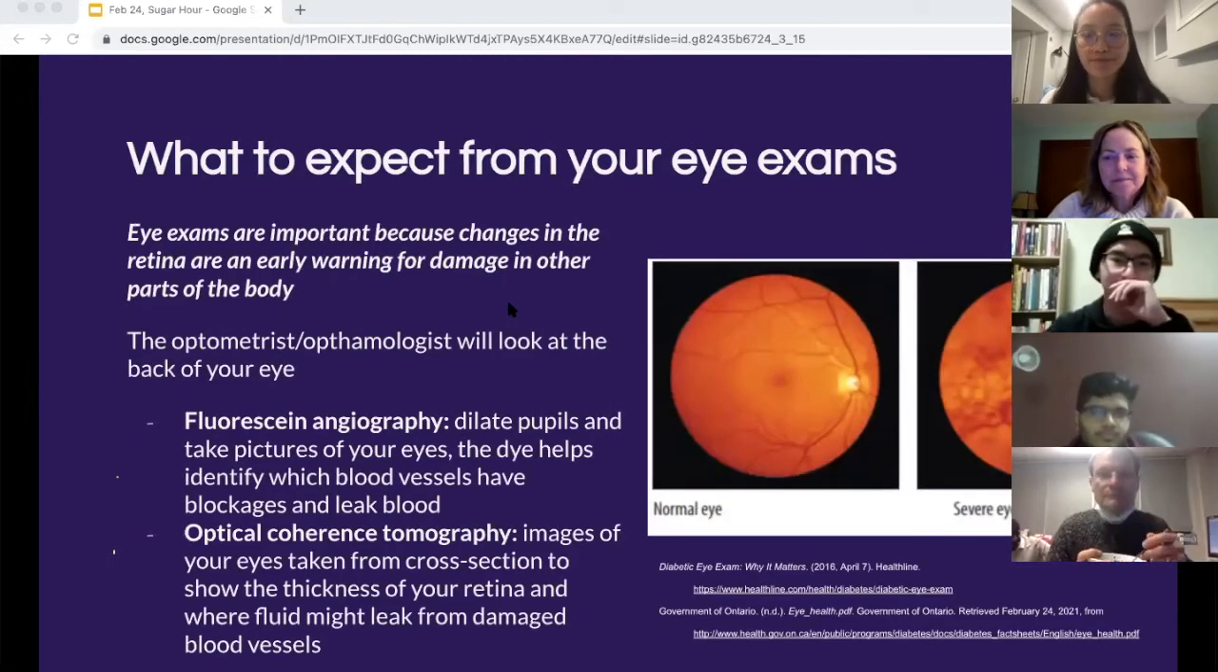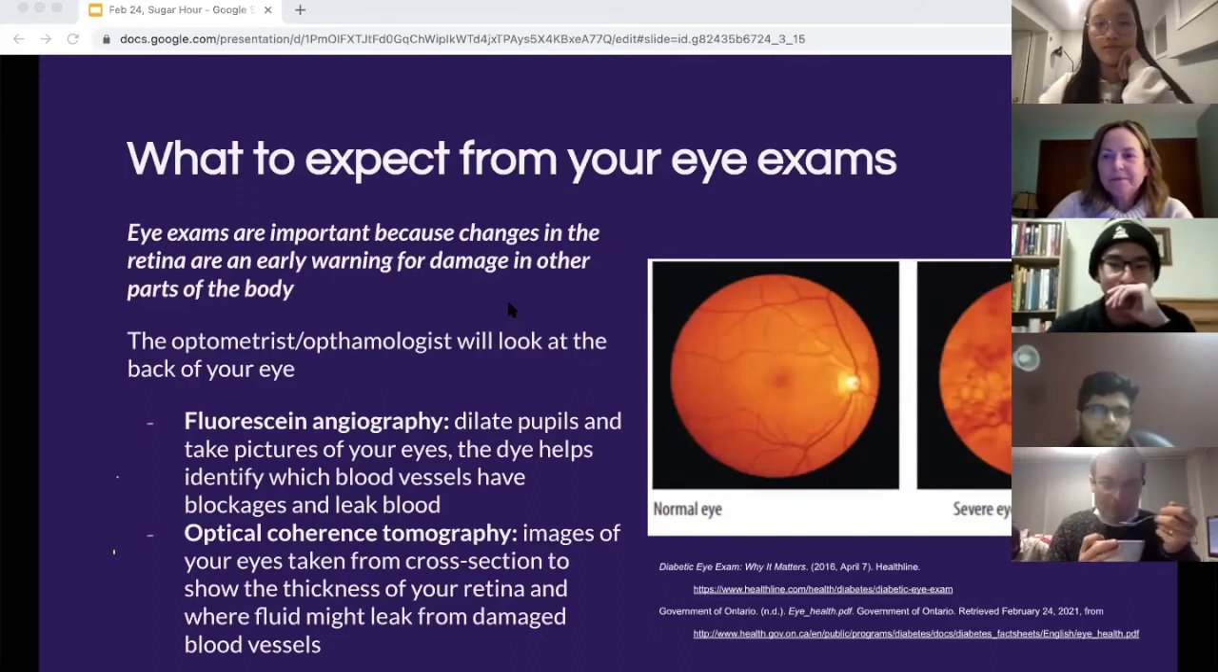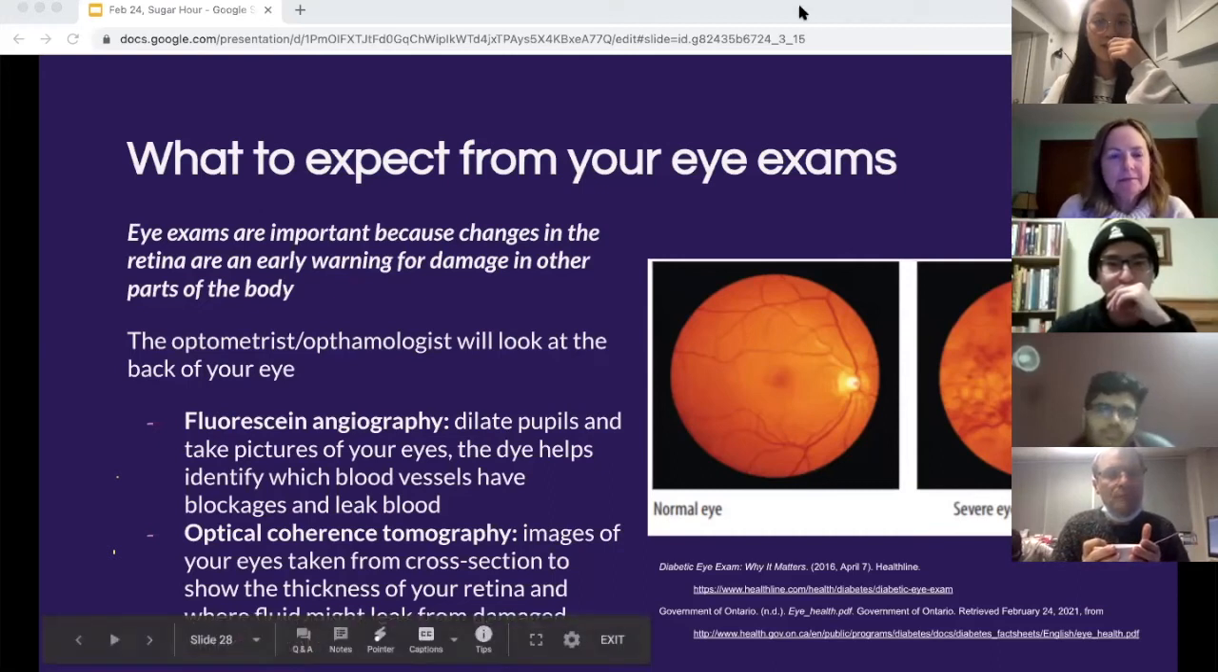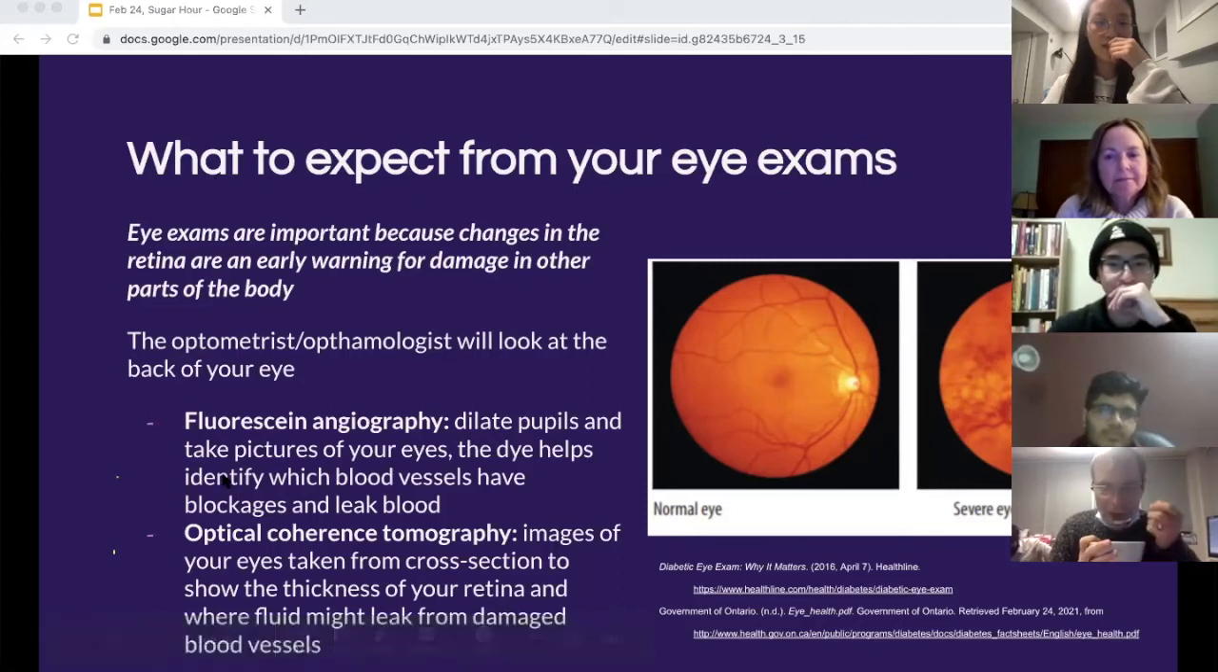As for what you can expect, your eye exams are important because we want to look at the retina. Changes in the retina can indicate changes in other parts of the body. It's often an early indicator of disease occurring elsewhere. So getting those screens so that you can look at the retina is incredibly important. You either go to an optometrist or an ophthalmologist, and they will usually take some pictures of your eyes. There's one technique, which is fluorescein angiography.